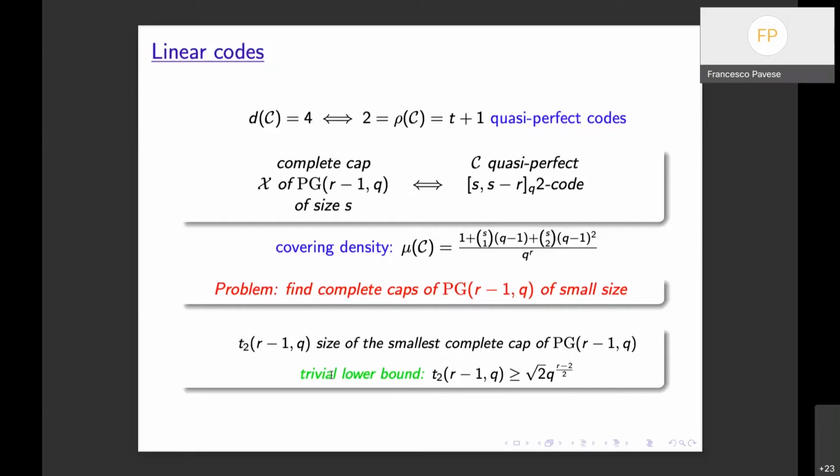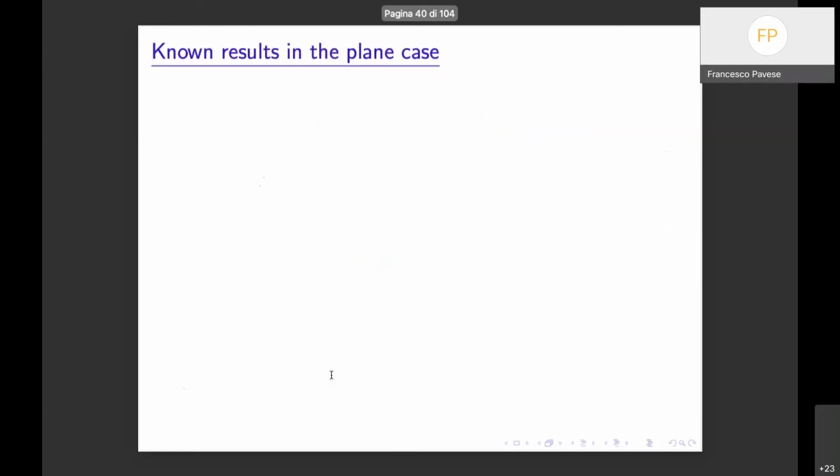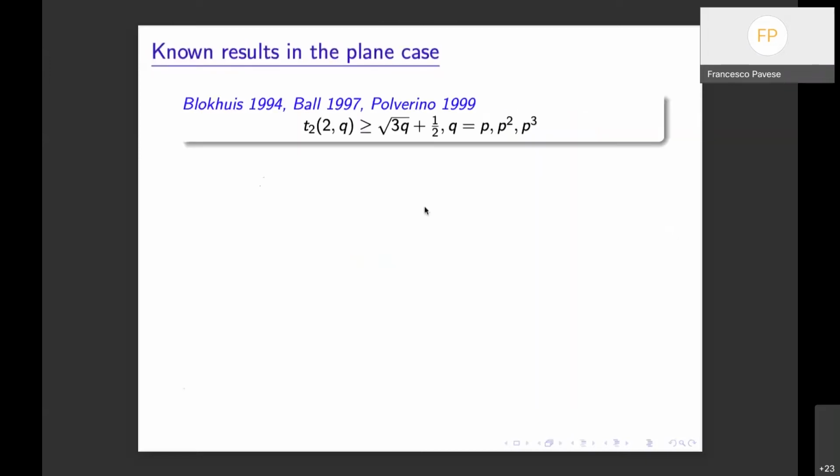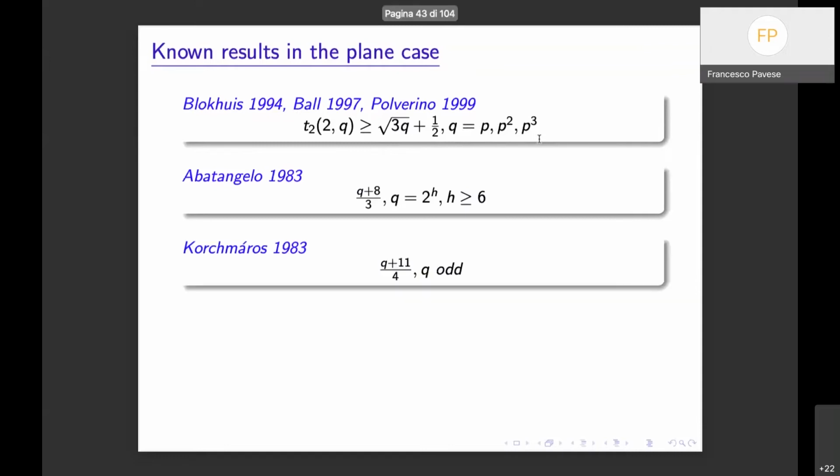This problem has been studied by many mathematicians. In particular, in the plane case, Blokhuis, Ball, and Polverino provided an improvement on the lower bound when the field has either p, p squared, or p cubed elements, respectively. As for the upper bound for the smallest size, in the plane case there are constructions due to Bartoli, Davydov, Faina, Marcugini, Pambianco, and Angela Aguglia in the even characteristic case and Gábor Korchmáros in the odd characteristic case.